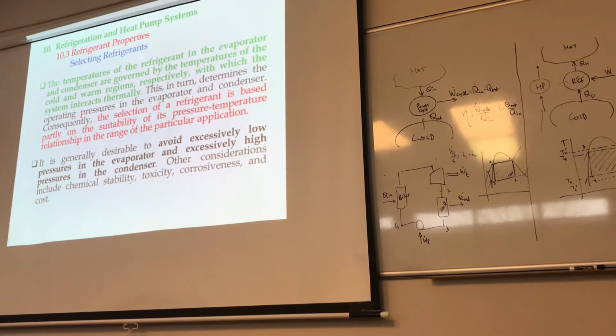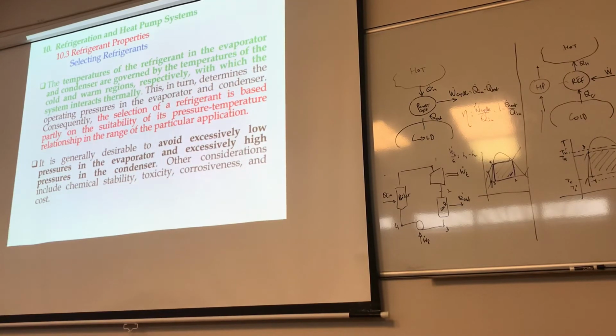This in turn determines the operating pressures in the evaporator and condenser, because as you are going through the evaporator or the condenser, everything is happening at constant pressure, right? So if you know what the temperature outside is, it dictates what the temperatures of the refrigerants are, and it dictates what the saturation pressures are for both cases.